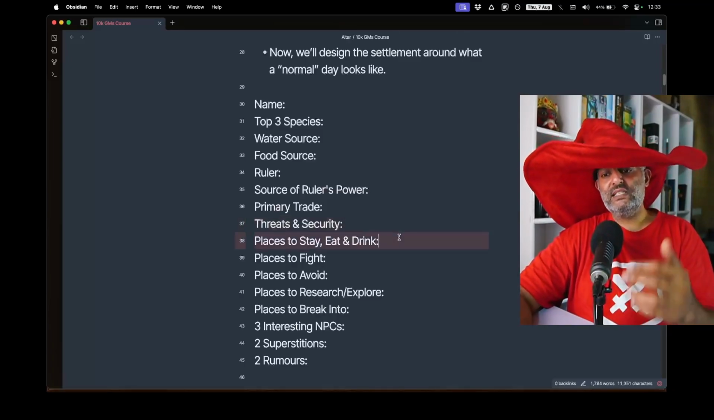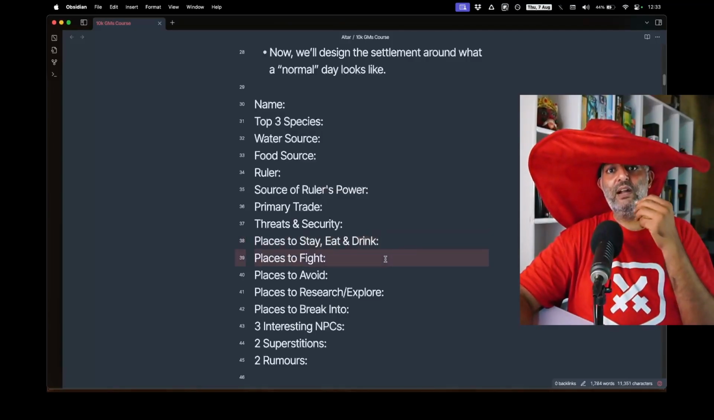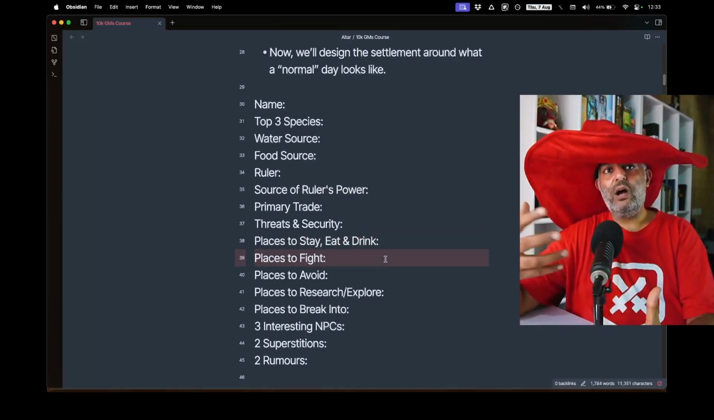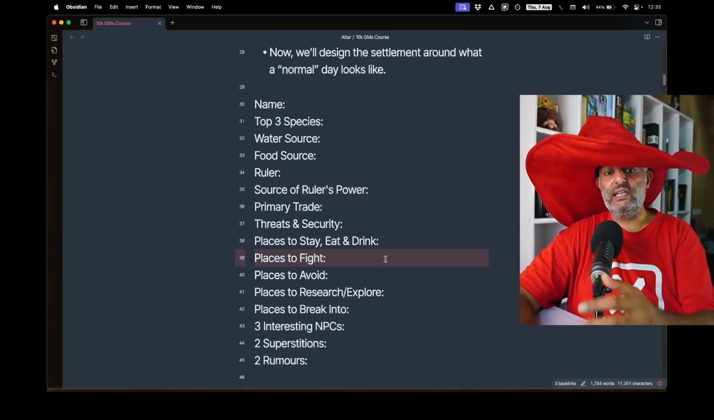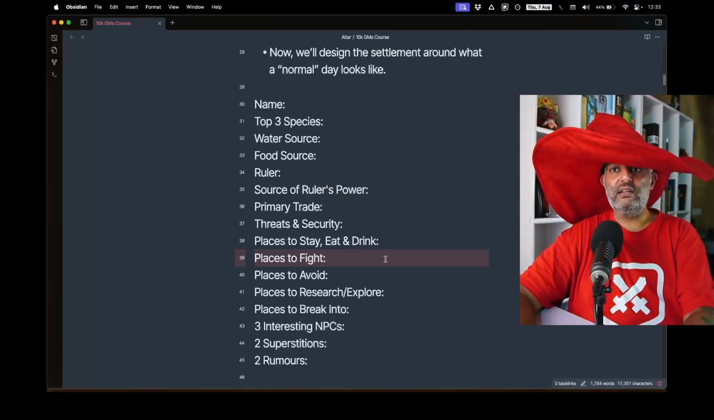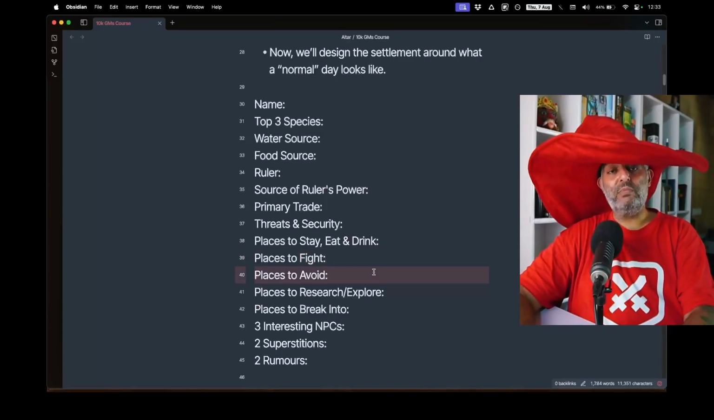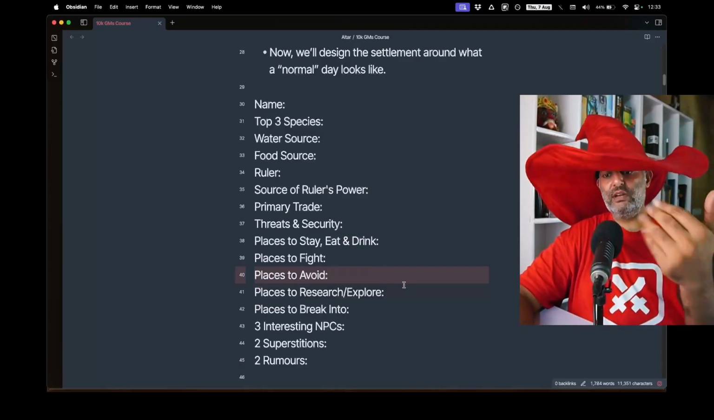What are some places that the players can stay, eat, and drink? What are the places where they can do the whole combat thing, right? Where players want to fight. Is there like a fighting pit, or is there like a training ground for the Leaf Legion, for example? What are places to avoid, right? What are the dangerous places within the settlement or nearby?